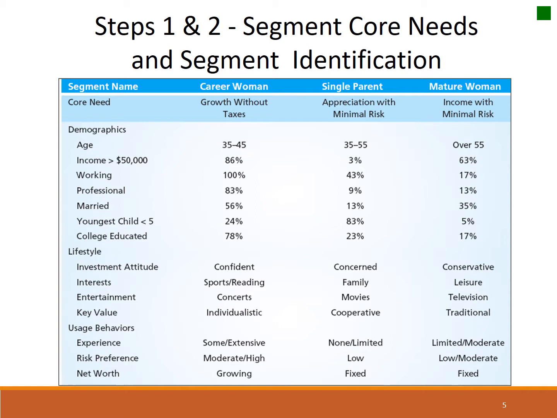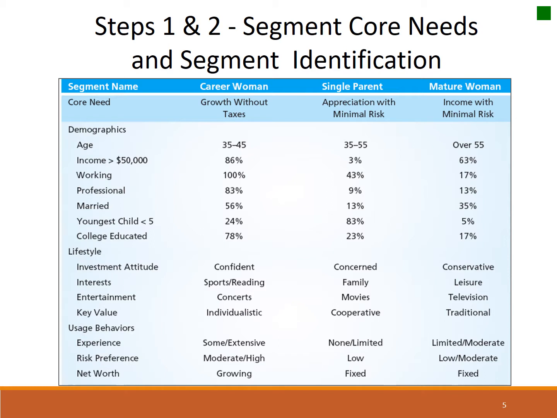We have one group of consumers who want to grow their investments without taxes, like a Roth IRA or something like that. We have another group of consumers who want to gain some appreciation that has very, very low risk. And then we have some other type of consumer who has an income platform, aged over 55, so they're probably going to want to use the money relatively soon, as opposed to the single parent category here or the career woman category here.